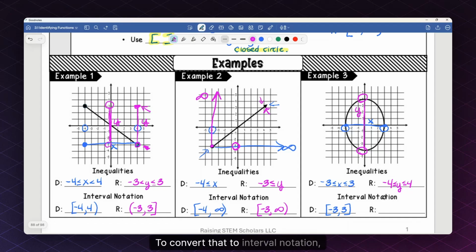To convert that to interval notation, I'm just going to write my -4, comma, 4. And because it includes exactly those points, I'm going to use my brackets.